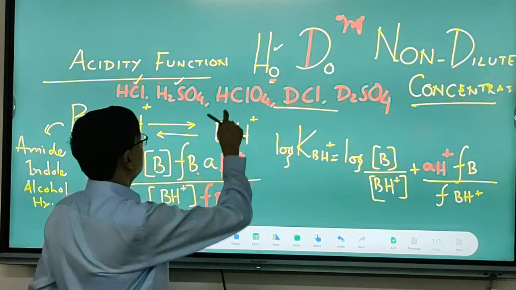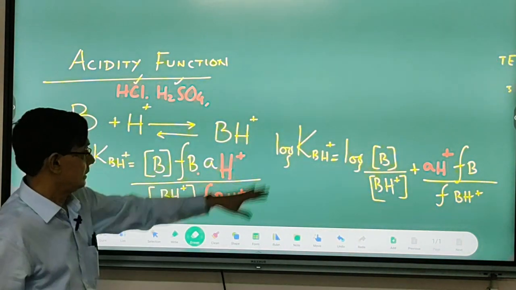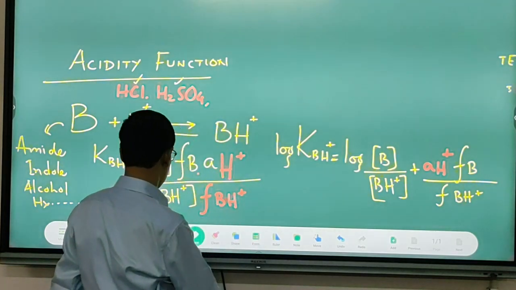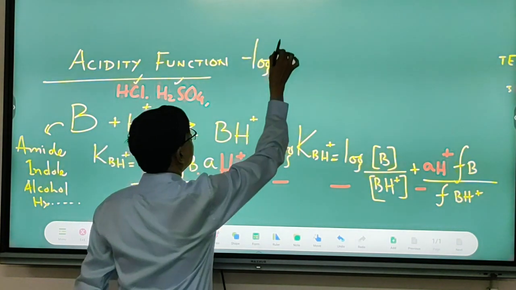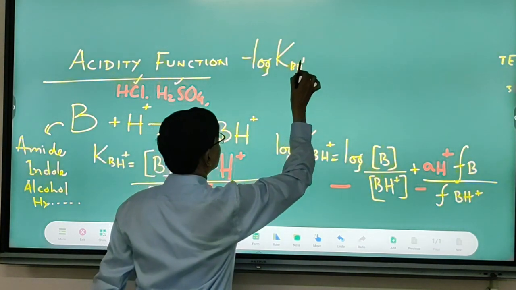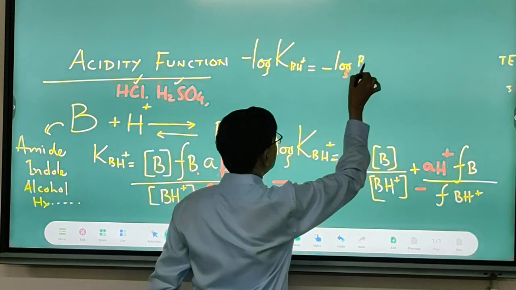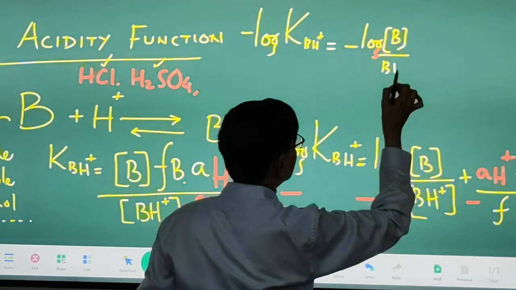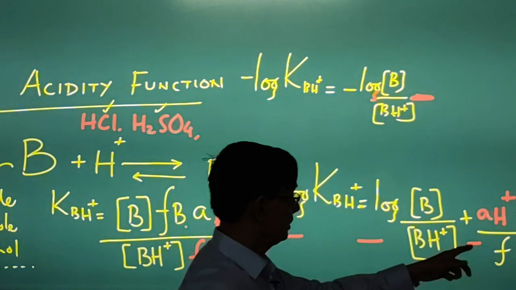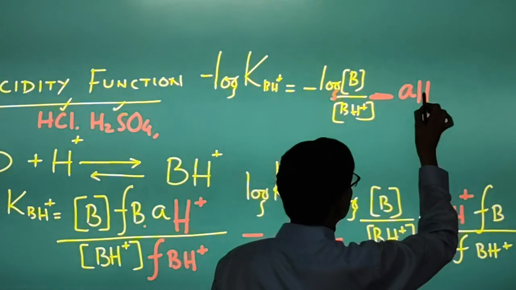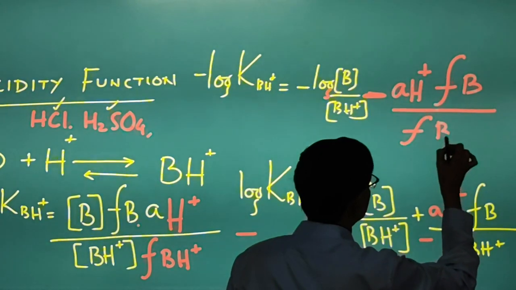If I take the whole equation with a minus sign, I just convert it. So it is minus log of KBH is equal to minus log of B divided by BH plus, minus the activity of hydrogen, activity of B, activity of BH. You just see this red color.